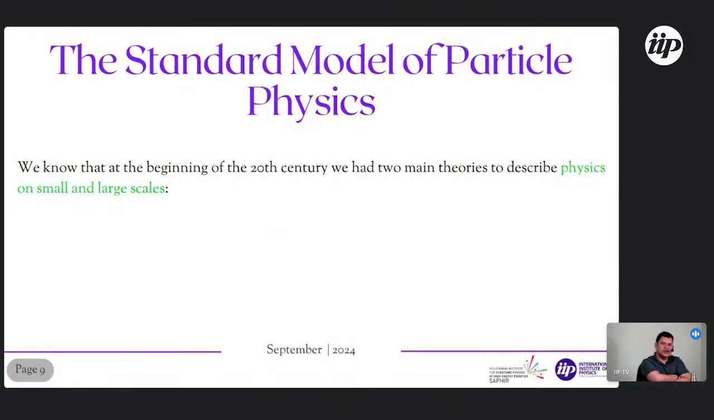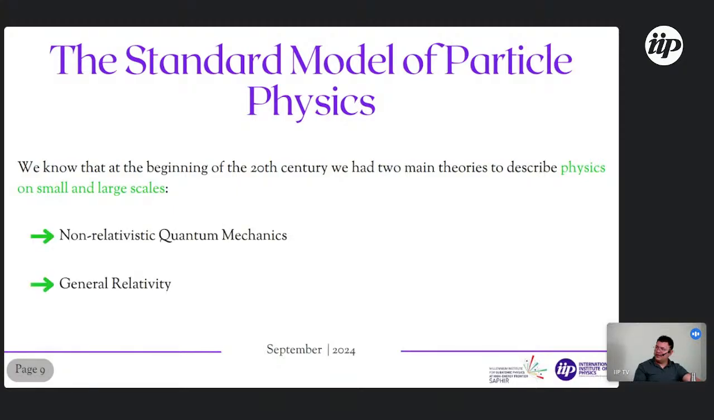Okay, so we are going to pass to another but necessary topic, that is a review of the standard model. We know that at the beginning of the 20th century there existed basically two types of physics: physics that studies the small scales, and physics that studies the large scales. In that case, we have non-relativistic quantum mechanics and general relativity. Obviously, quantum mechanics studies the physics of the small scales, and general relativity studies the cosmological scale. But there exist other problems that these two types of physics don't explain.